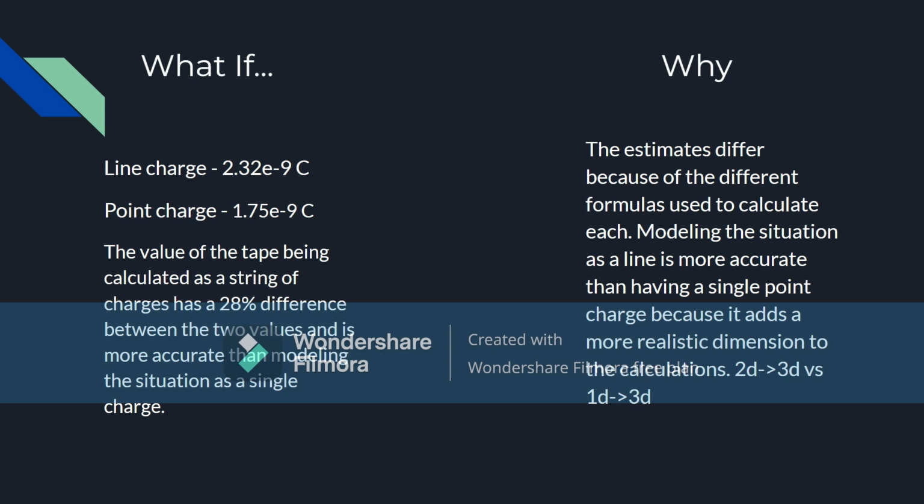Why? The estimates differ because the formulas used to calculate each differ. Modeling the situation as a line is more accurate than having a single point charge because it adds a more realistic dimension to the calculations, 2D versus 3D. And this has been my Lab 2 lab report.